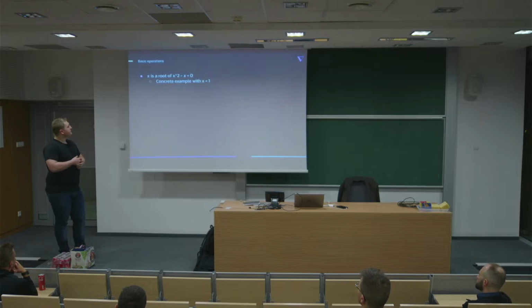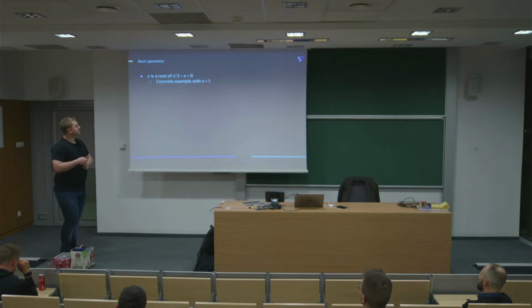So now we will check that x is a root of this polynomial, and we will see the concrete example with x equals 1. We can again compute it two ways: either the naive way of computing this and then computing the minus, or we can see that this polynomial is x multiplied by x minus 1, so it has roots of 0 and 1.